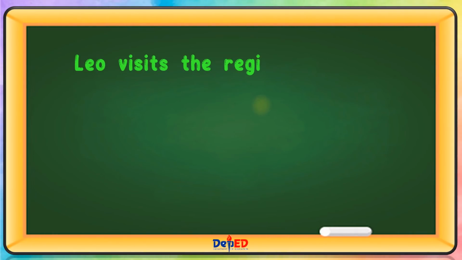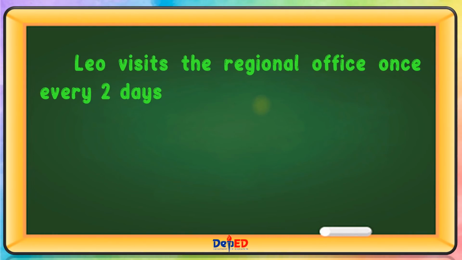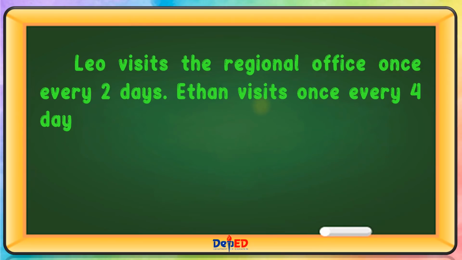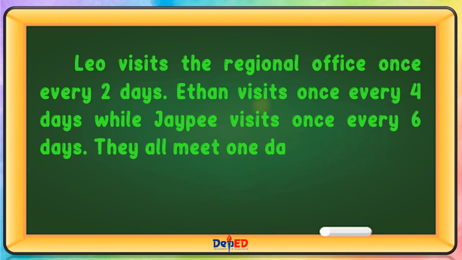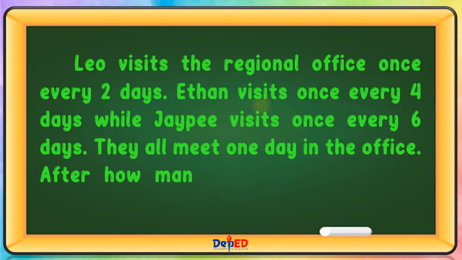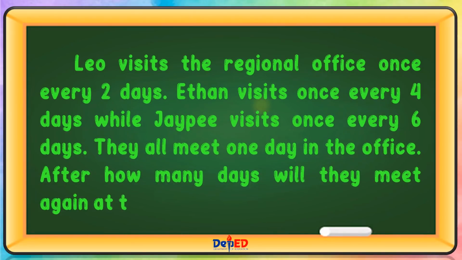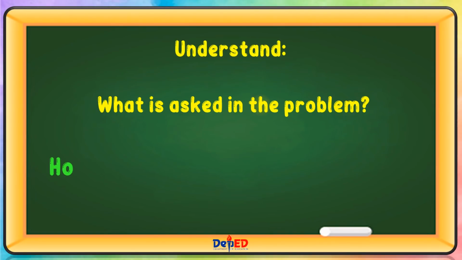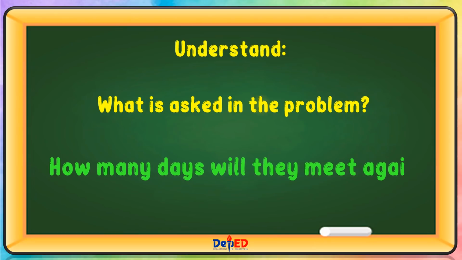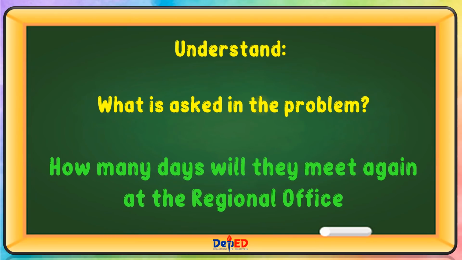Leo visits the regional office once every 2 days. Ethan visits once every 4 days, while JP visits once every 6 days. They all meet one day in the office. After how many days will they meet again at the regional office? Let us understand what is asked in the problem. How many days will they meet again at the regional office?